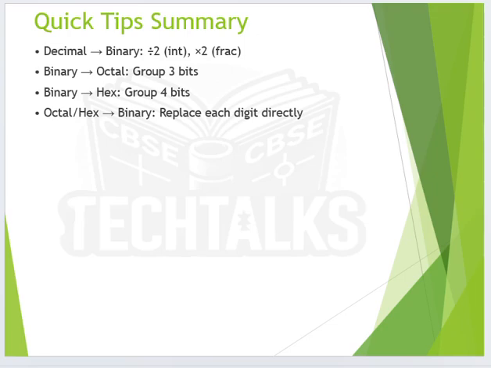Now when we talk about binary to octal, we have to group 3 bits and then write the octal equivalent of that. If you are converting binary to hexadecimal, we have to group 4 bits and then write the equivalent of those 4 bits. Especially when converting octal and hexadecimal to binary, replace each digit directly. You can straight away write the bits as I showed you.